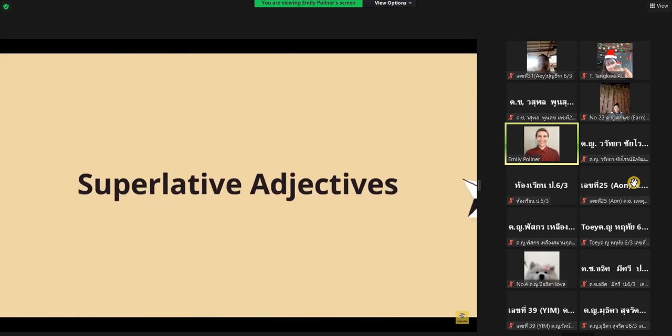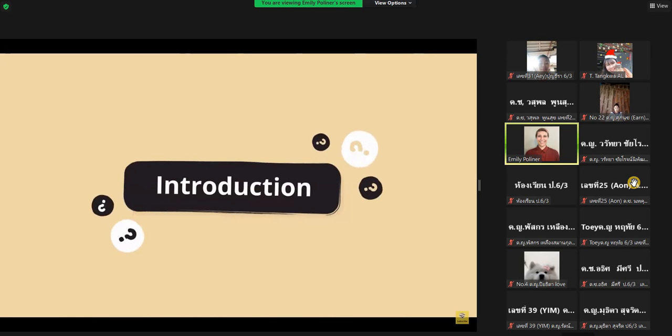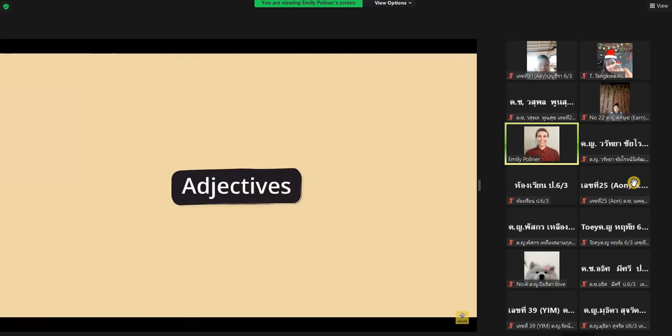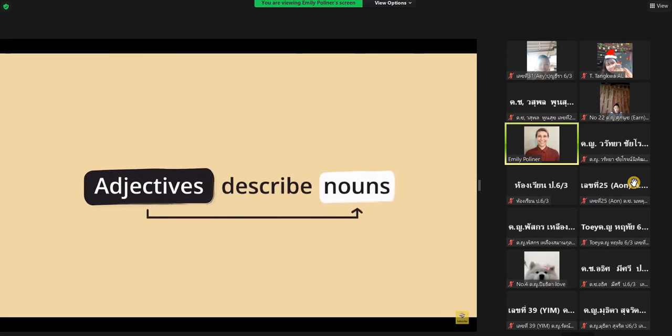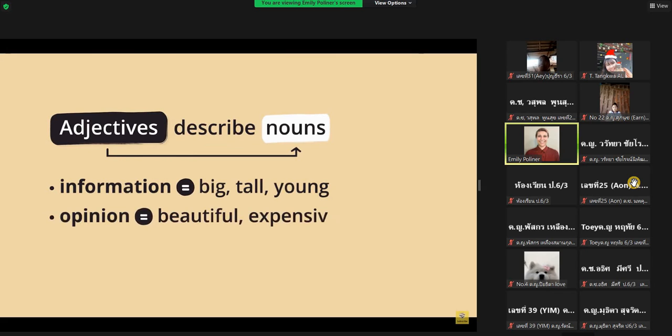Superlative adjectives. What are adjectives? Adjectives are words that describe nouns. Adjectives can give us information such as the size or age of a noun. Adjectives can also tell us someone's opinion about a noun or describe how someone is feeling.